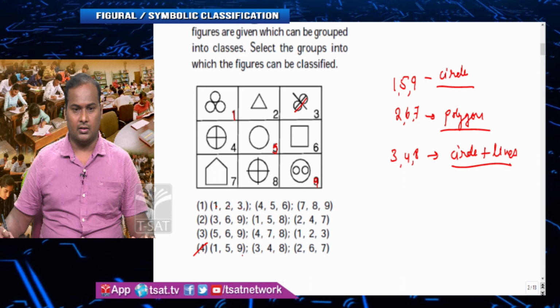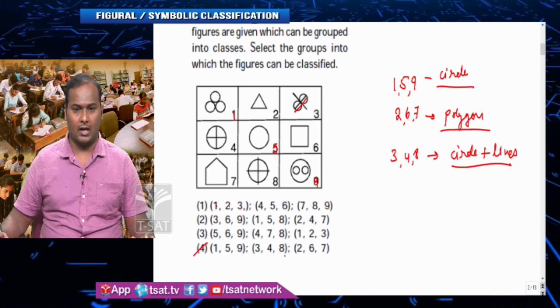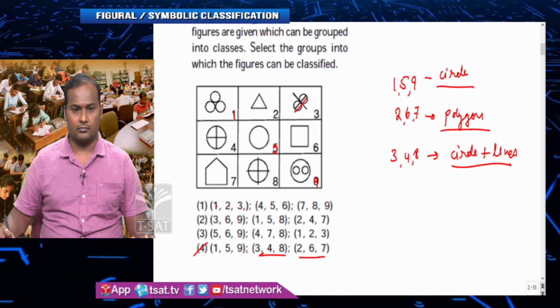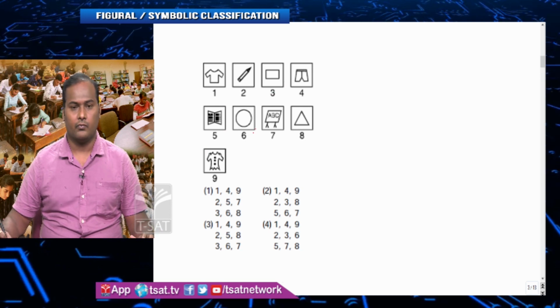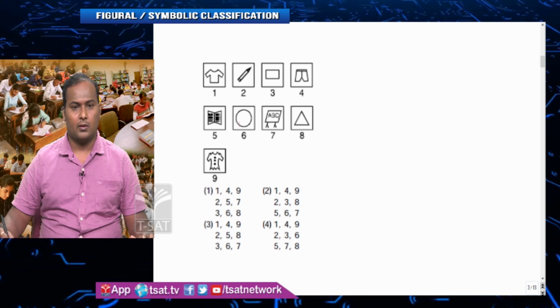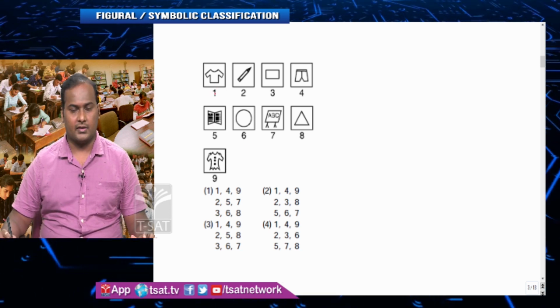1, 5, 9 that is circle, 3, 4, 8 they are both circle and lines, 2, 6, 7 they are polygons. So this is one more question. Here also 9 figures are given, and these 9 figures are classified into 3 groups. Now see the first figure.